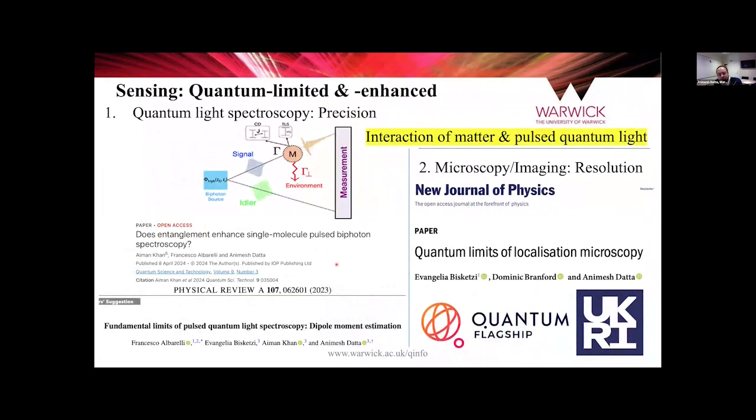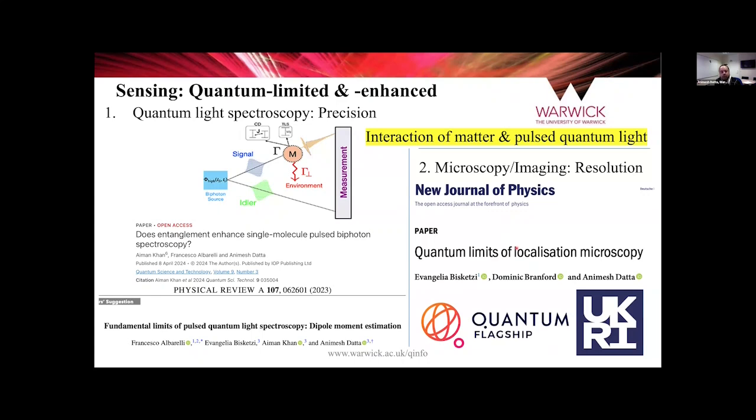Now coming to the sensing part, we work on a couple of things. Most relevant for this is probably quantum light spectroscopy. Here the underlying physics problem is the interaction of quantum matter with pulses of quantum light. This is beyond textbook quantum optics light-matter interaction, but it enables us to answer basic questions. For instance, if you see the diagram on the left, does entangled light help in spectroscopy of complex molecules and so on? We also have some work on microscopy or imaging, using quantum techniques to enhance resolution, for instance, in localization microscopy.